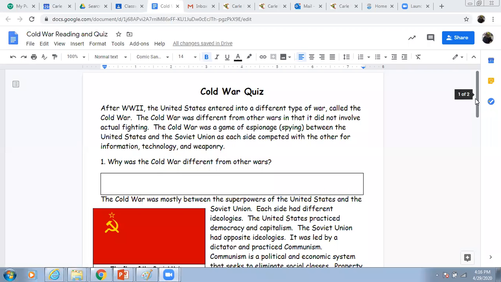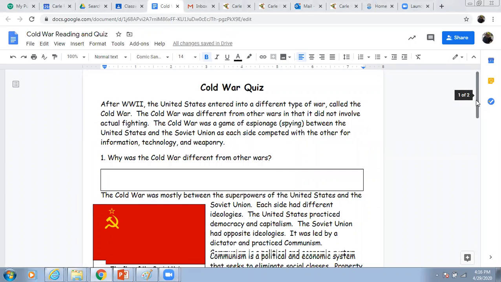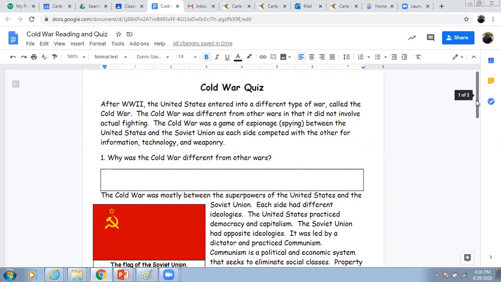Okay, so this is a reading just as a reinforcement, a little repetition from yesterday, but this is also going to be counted as a quiz, and all of the answers are within the reading. Okay, so Cold War quiz.